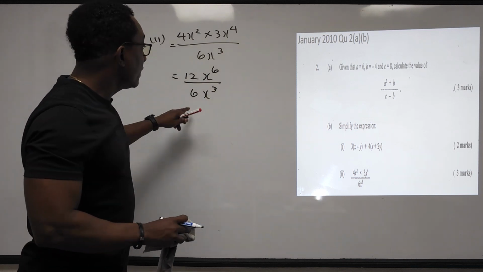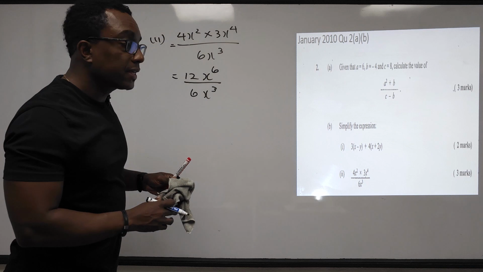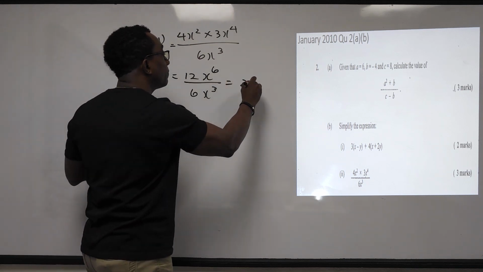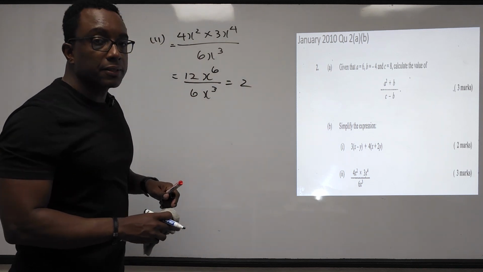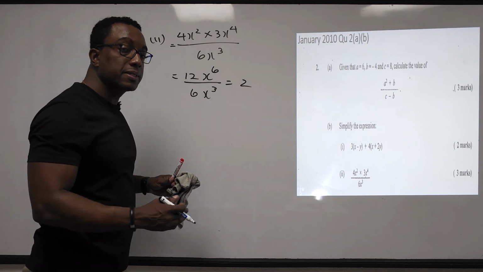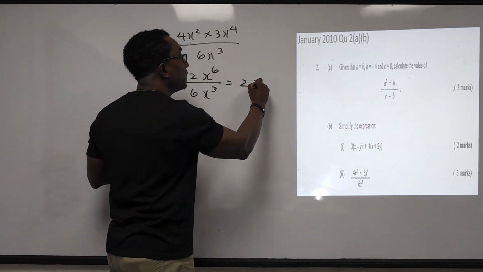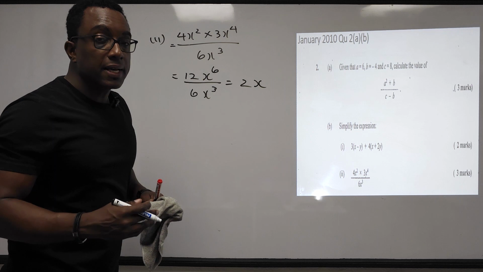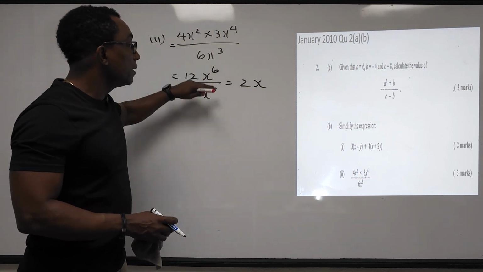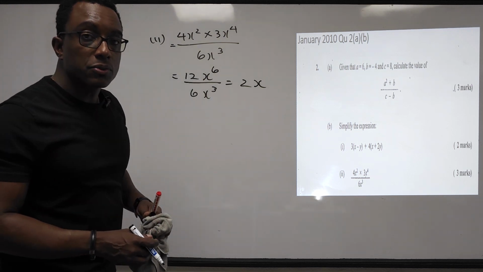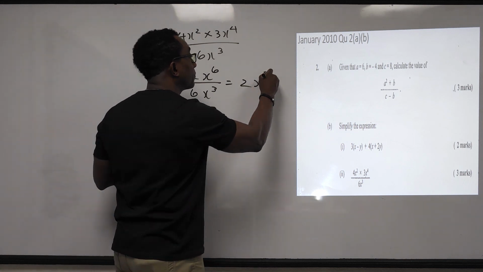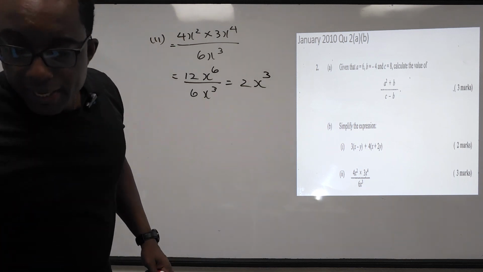So I can divide again my coefficients. I can divide 6 into 12, which will give me 2. And x to the power of 6 divided by x to the power of 3. Once I have the same variable or base, I maintain that, and the powers I subtract. Always power of the numerator, subtract power of the denominator. So 6 minus 3 gives us 3. Let's move on to the next.